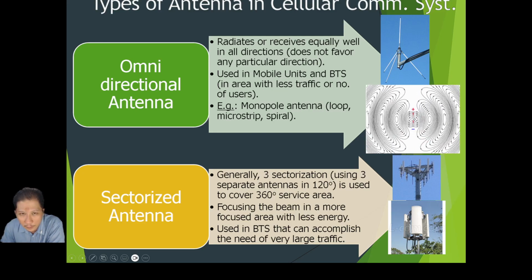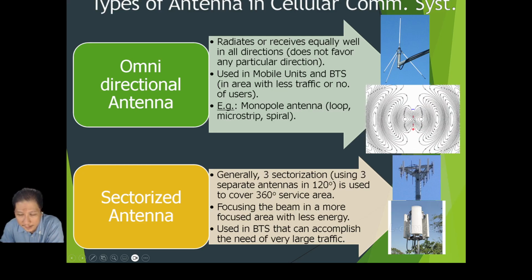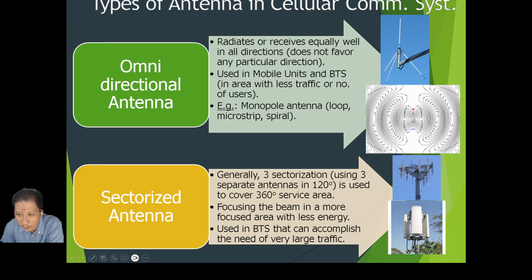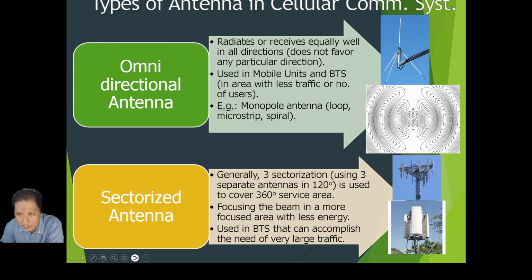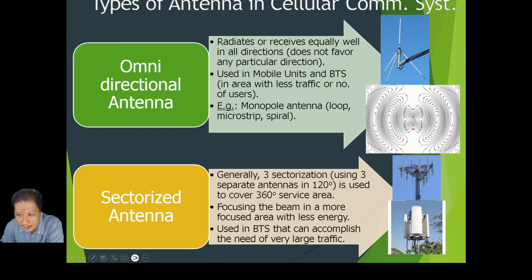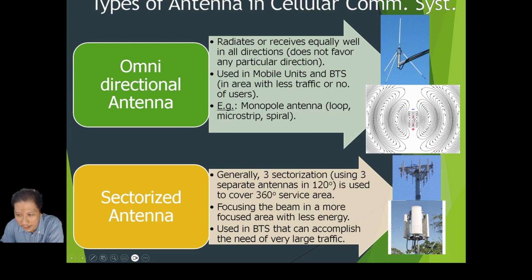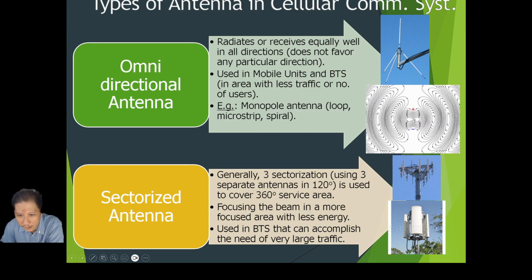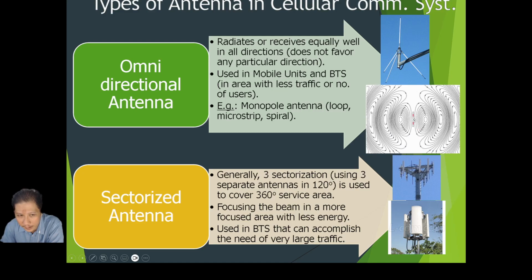Okay, and then types of antenna in a cellular communication system, we have the omnidirectional antenna. As you can see, omni means that it receives equally from all directions. Cantik lah pula dia all direction. Okay, monopole antenna, loop, microstrip, and spiral. This one is the omnidirectional antenna.